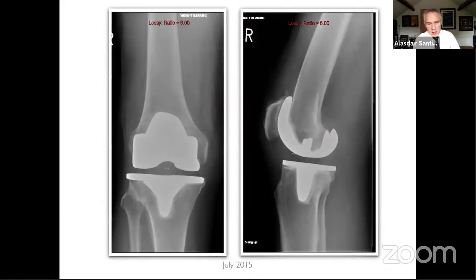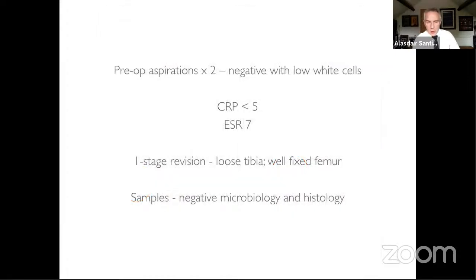There was his knee. He'd had an LCS replacement. We could argue that the tibia is probably a size too big, but there were no obvious issues there. But if you look at the x-rays, you think, well, maybe there's a bit of loosening on that lateral tibial tray. We do aspirations as we would normally do. They come back as negative. There are low white cell counts. His bloods look pretty normal. So we're happy that he's got an aseptic loosening, and we revise it. And indeed, the tibia is loose. The femur is well fixed. We take samples, and they're negative for both microbiology and histology.